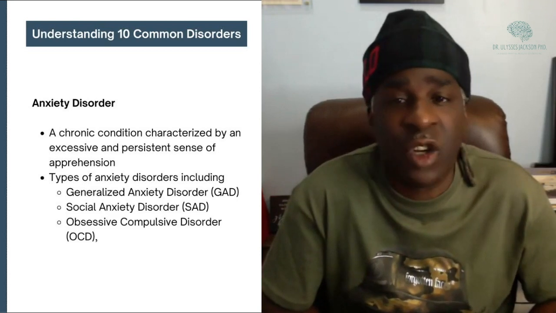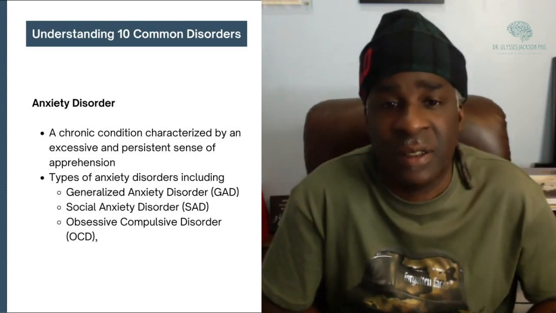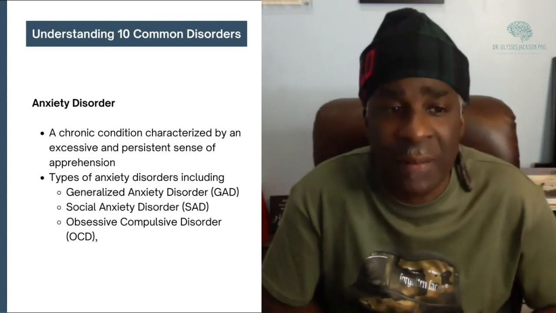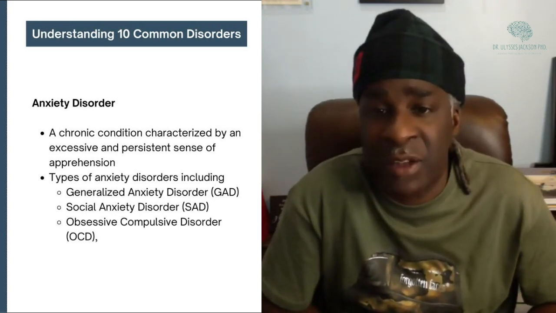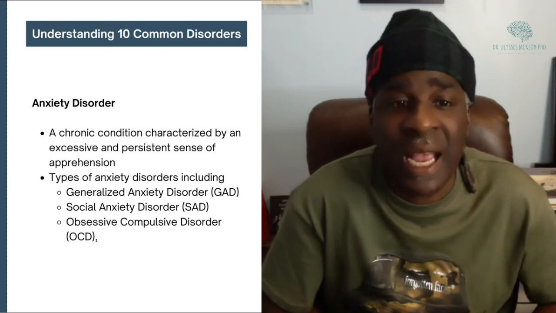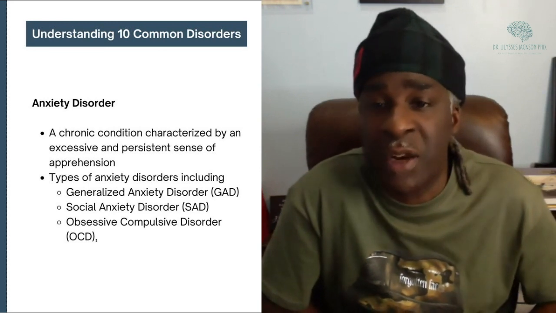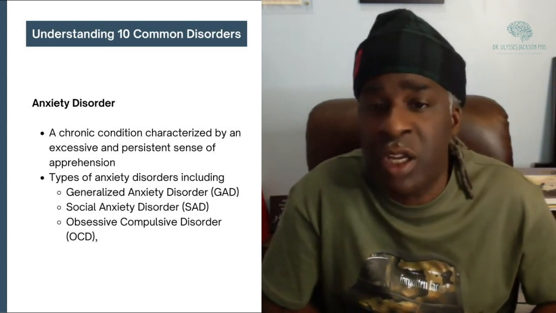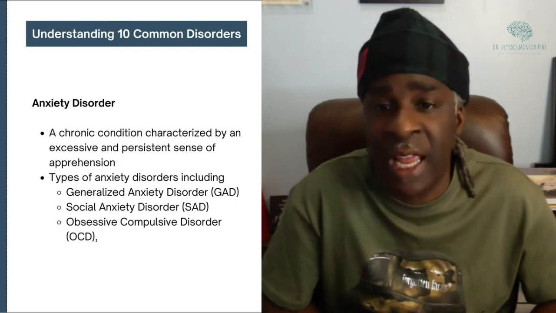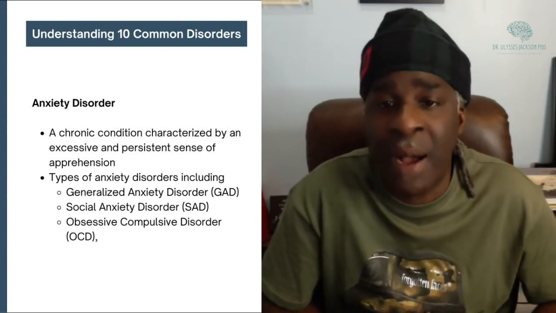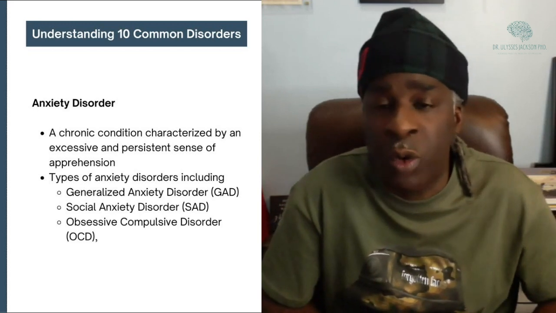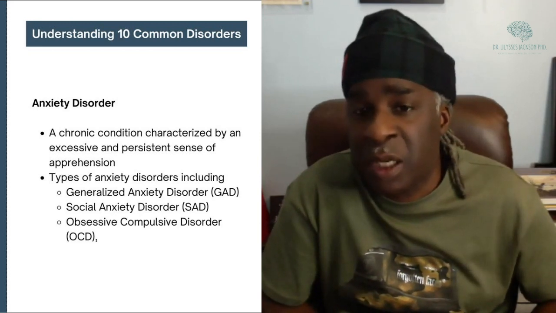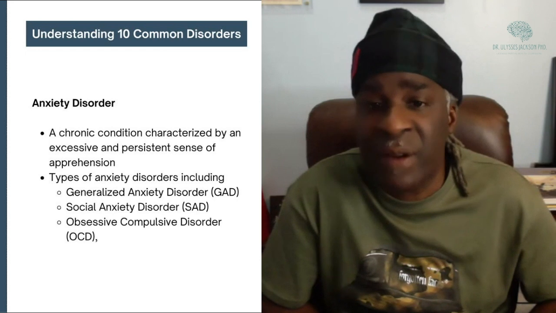Anxiety, as defined, is a chronic condition characterized by an excessive and persistent sense of apprehension. The types of anxiety include generalized anxiety. This is when you're anxious most of the day, most of the time, about everything. Paying your bills, going to school, going to work, your relationships. You're just anxious about everything.